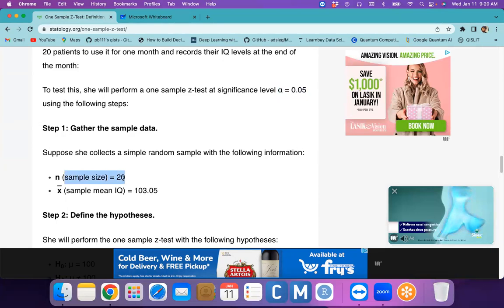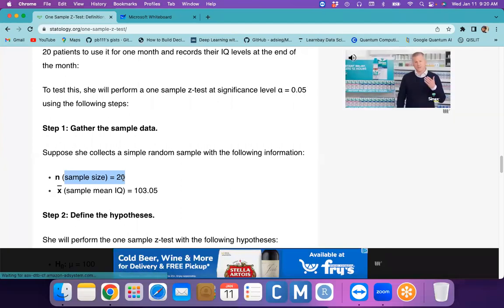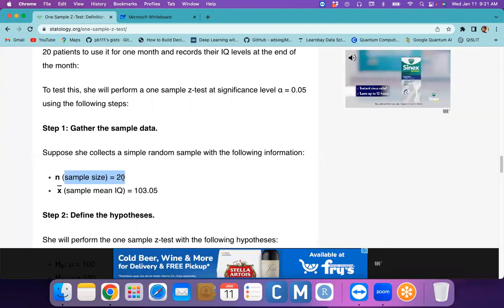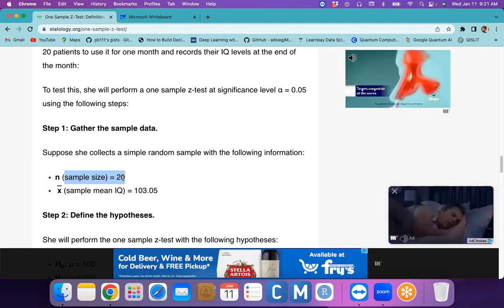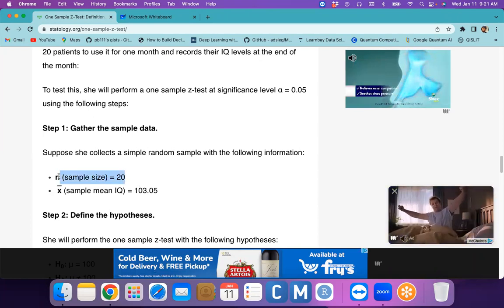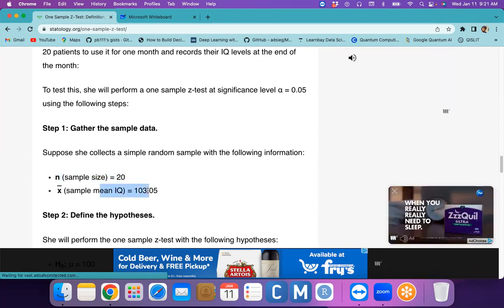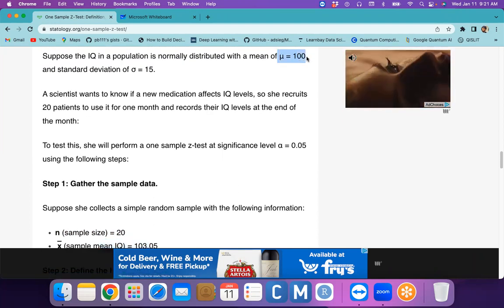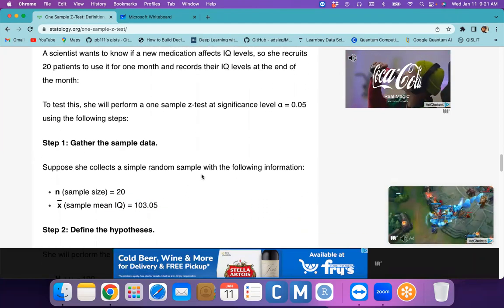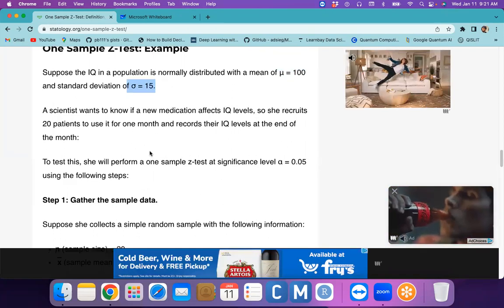I already told you, if and only if we know the population standard deviation, we can go for the Z test, and you should go with the Z test only, even if your sample size is less than 30. So here the sample size is less than 30, but I know the standard deviation of the population. Your sample mean IQ value is 103, the population mean IQ value is 100, and the standard deviation of the population is 15.